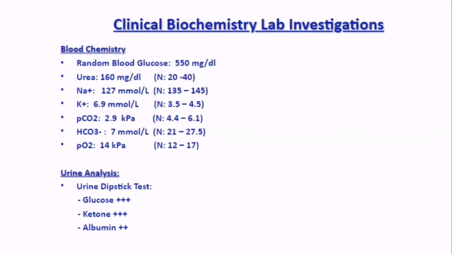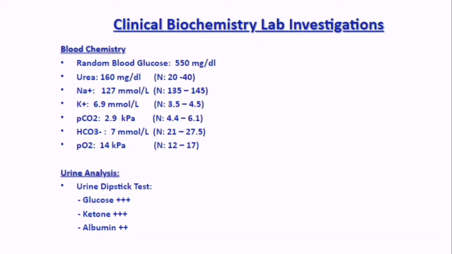So the clinical biochemistry lab investigations are like this. Random blood glucose is 550, which is more than 140, and urea is 160. Normal range is 20 to 40. Sodium is low. Normal is 135 to 145, and potassium is high, and the partial pressure of carbon dioxide is also low, and the bicarbonate levels are also low, and oxygen is in the normal range.